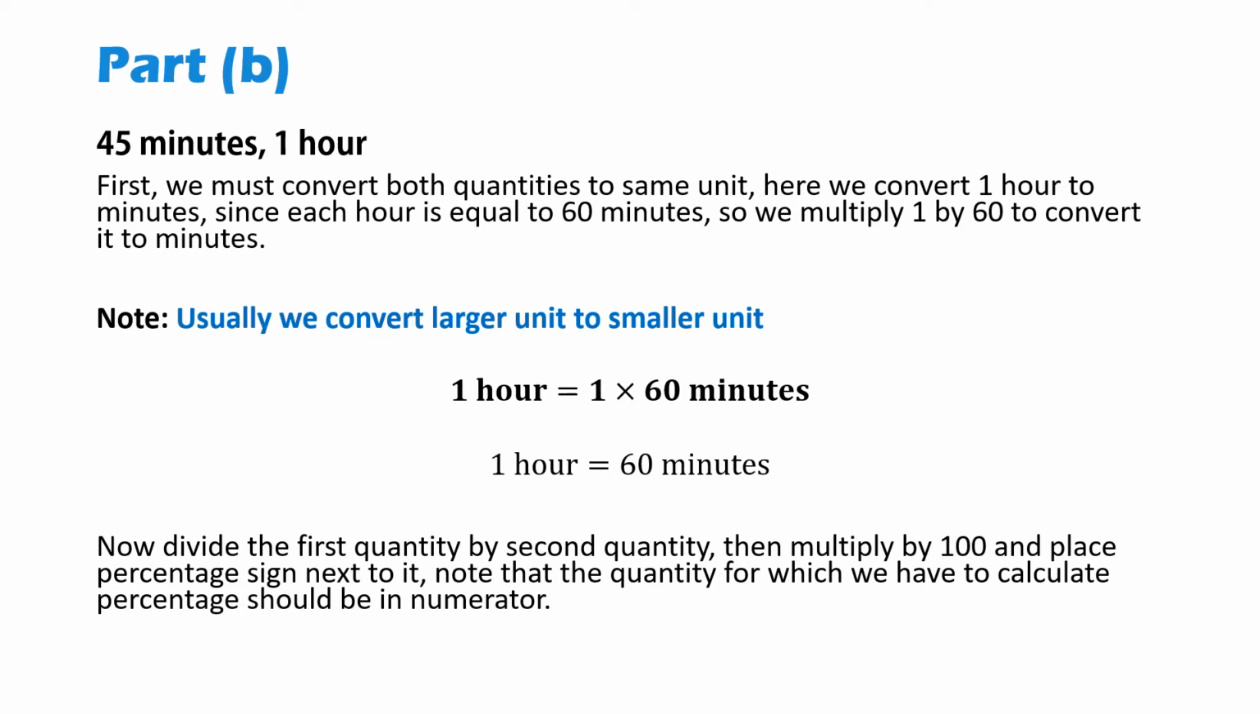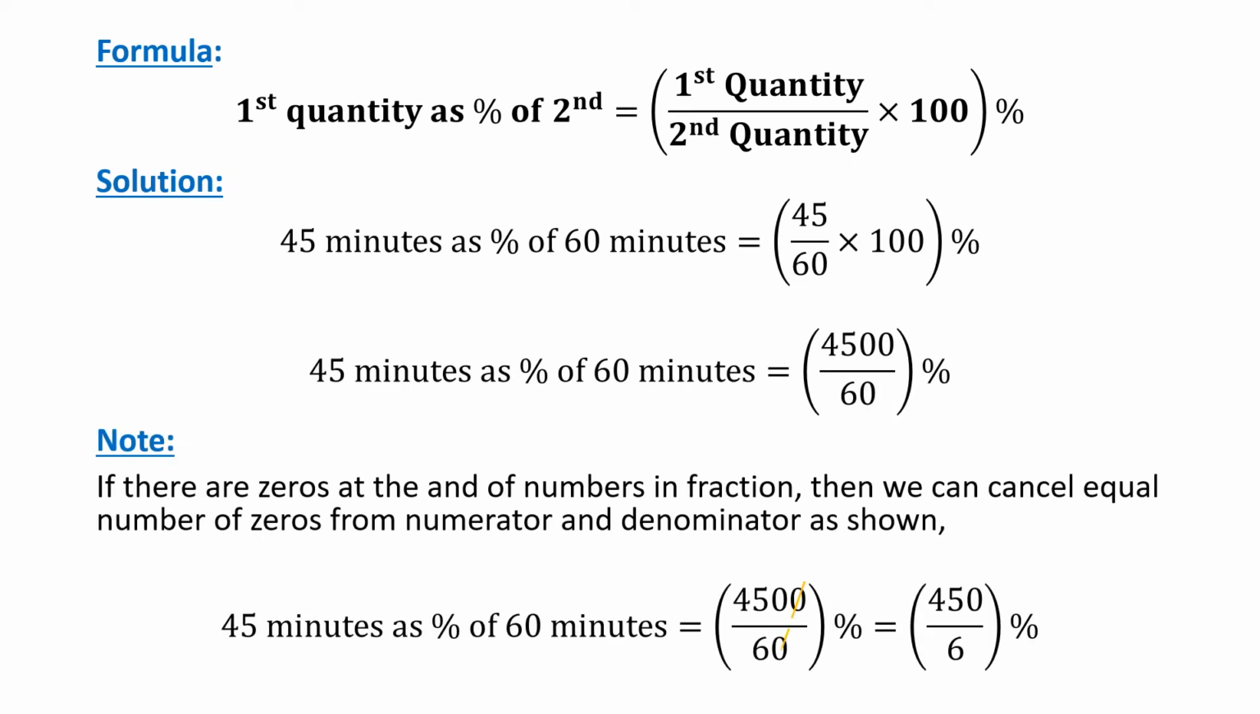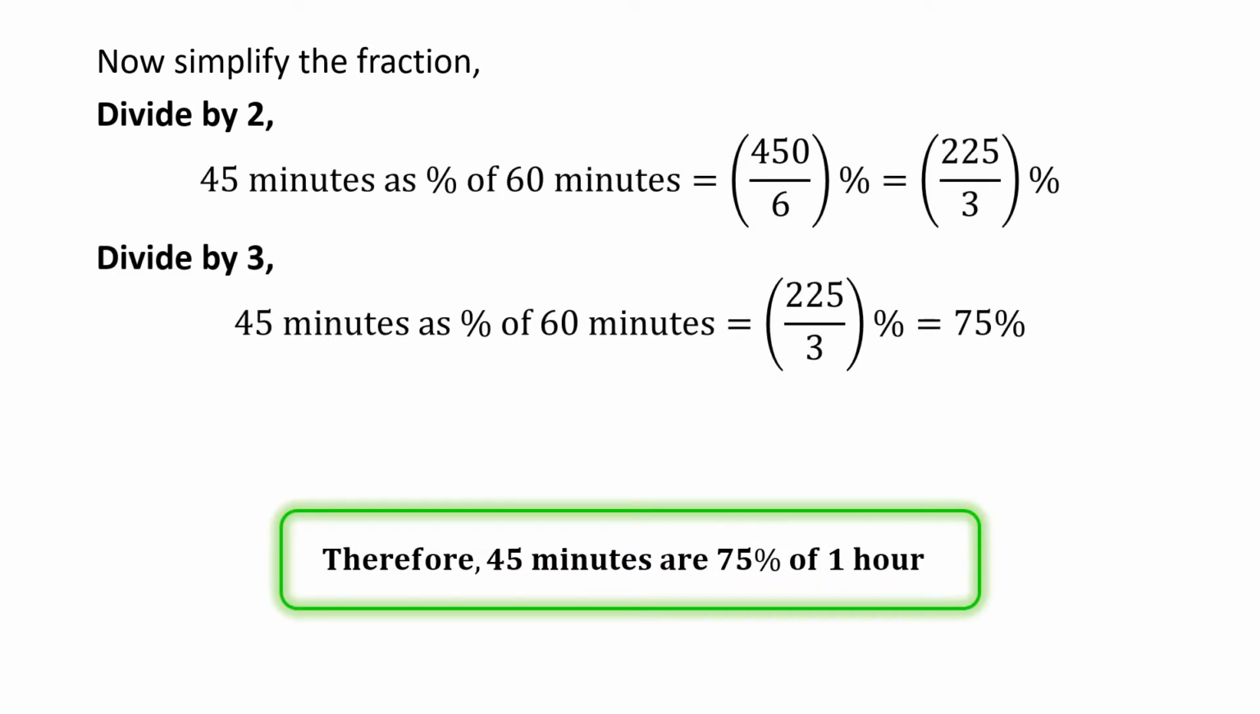Now divide the first quantity by the second quantity, then multiply by 100 and place a percentage sign next to it. Note that the quantity for which we have to calculate the percentage should be in the numerator. Then substitute the values of the first and second quantities in the formula and simplify as shown. After simplification we have 75%, therefore, 45 minutes are 75% of 1 hour.